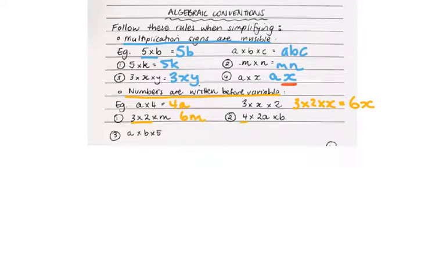Next, we have 4 times 2 times a times b. So remember, our number goes first, so 4 times 2 is 8. And then we're going to write in our letters, which is a and b, and we're not going to write our times sign in there. And lastly, we have a times b times 5. We're going to write our number first, and then we're going to write our variables or our pronumerals, and we're going to leave out the multiplication sign. So that's our second rule.